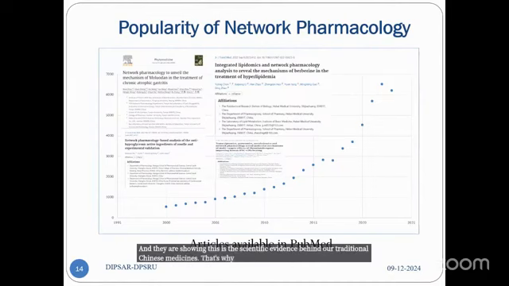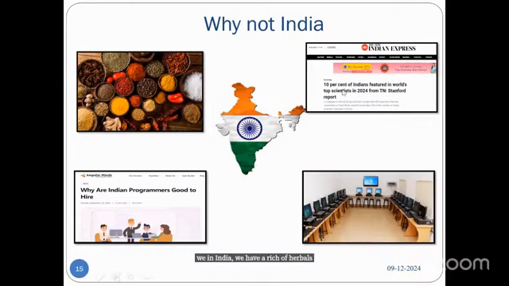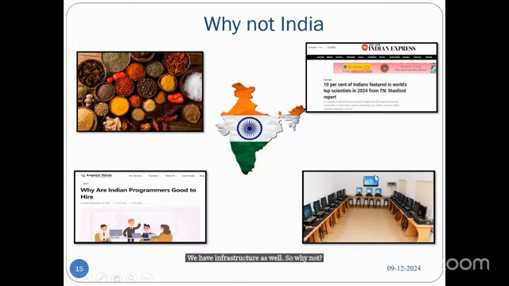That's why, in the next slide you can see, I always thought of why not India. In India, we have a rich source of herbals. We have a lot of scientists as well. And if you go through the literature, you will find that outside companies are hiring Indians particularly to do the coding or computational work, because our brain can do better as compared to others. We have the infrastructure as well. So why not? If you go through the literature, you will find that very few publications on network pharmacology in herbal medicines come from India as compared to other countries, particularly China. In TCM, a lot of researchers are publishing. So why not India? I think every one of us should concentrate on this part as well.